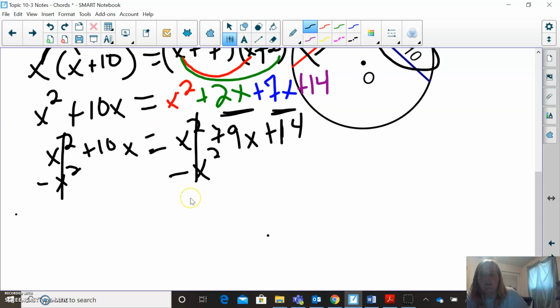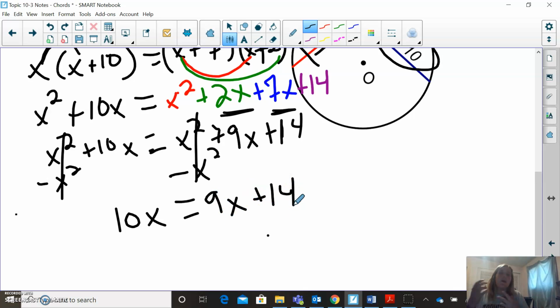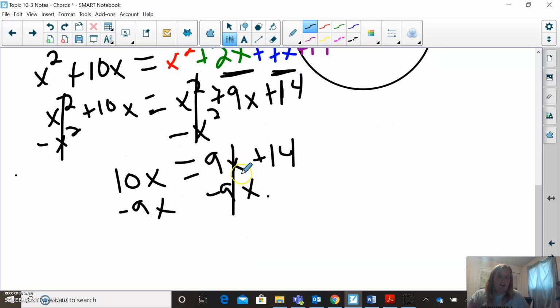Now we have 10x is equal to 9x plus 14. I want to keep x positive, so I'm going to move the 9x over. We're going to subtract 9x, because it's positive, and the opposite of positive is negative. So those cancel: 9x minus 9x is 0. 10x minus 9x leaves you with just x. And x equals 14.